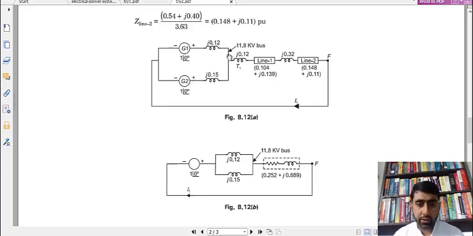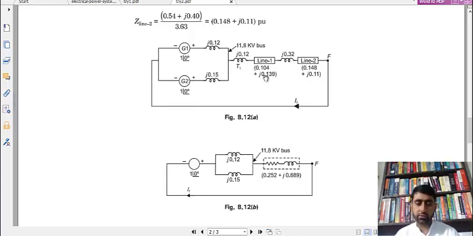From here, these are the two generators connected in parallel. After that, these are the different transmission lines and different transformers. And this is the 11.8 kV bus on which we have to calculate the voltage, and this is the fault current which we have to calculate. So we can simply add these impedances. This is 0.12, 0.32, that is 0.44, 0.13, 0.11, 0.55, plus 0.13, 0.36, and it comes out to be 0.689.